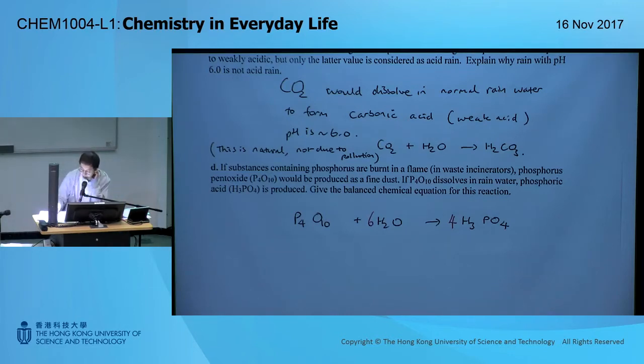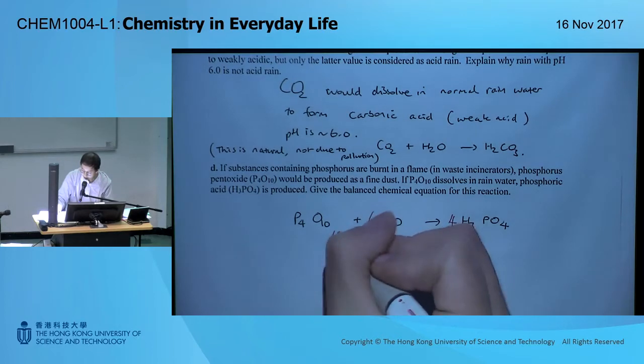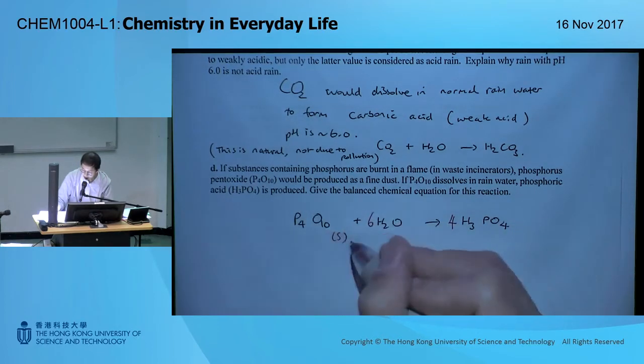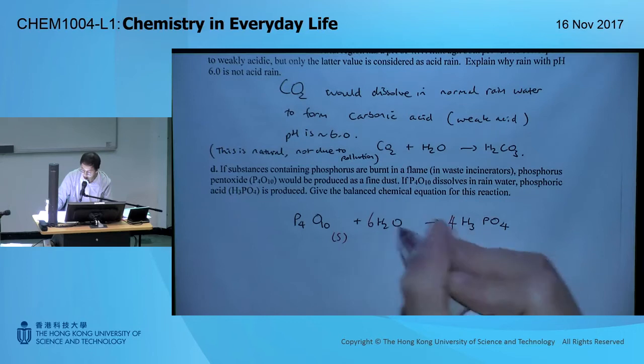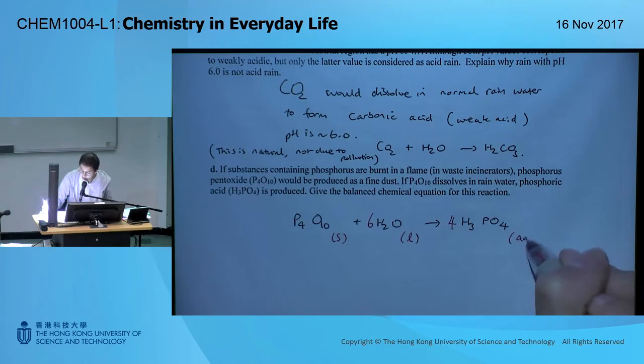If you want to put the state symbols, you're also welcome to. The solid is fine dust, solid, rainwater, liquid for H2O, and this is dissolved in water, so it's aq.